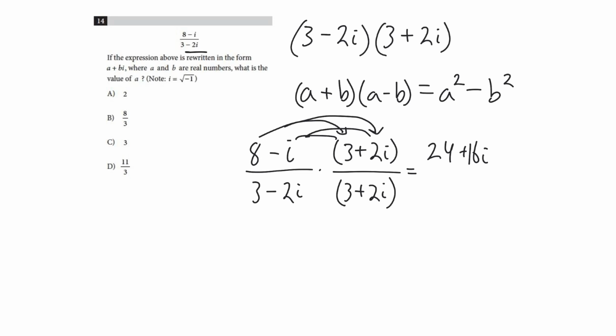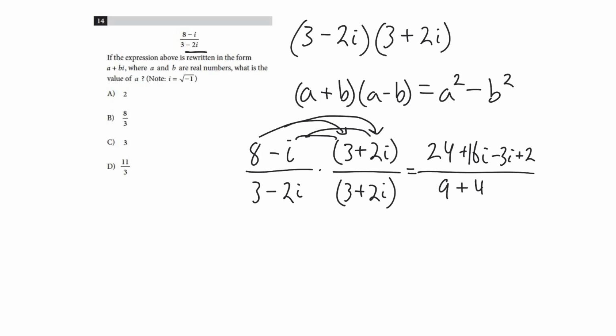So negative i times 3, which is negative 3i, and then negative i times 2i. So that's going to be negative 2 times i squared. Well, i squared is negative 1, so negative 2 times negative 1 is positive 2, all over the first term squared minus the second term squared. So that's going to be 4 times i squared, which is going to be negative 4, so that's going to be positive 4.